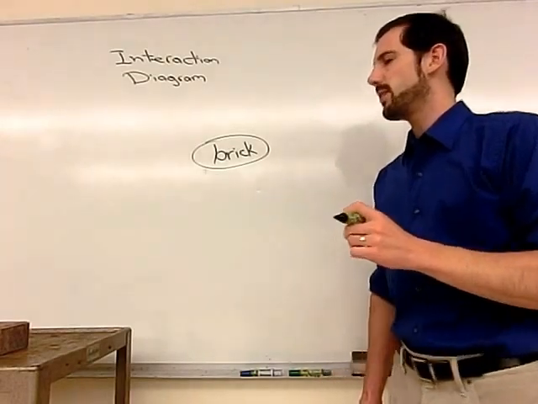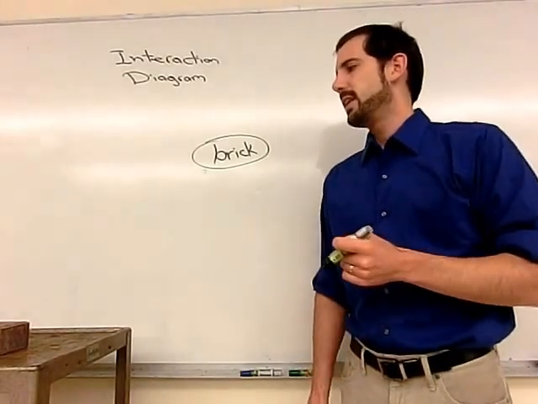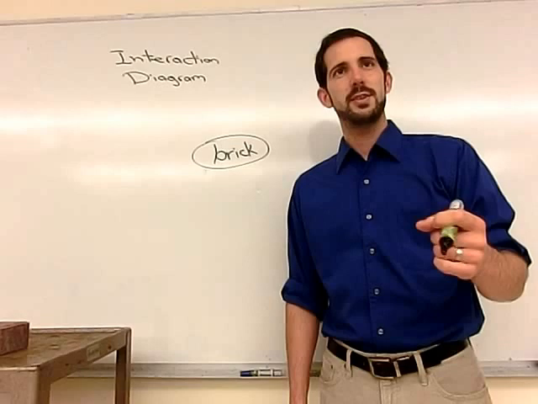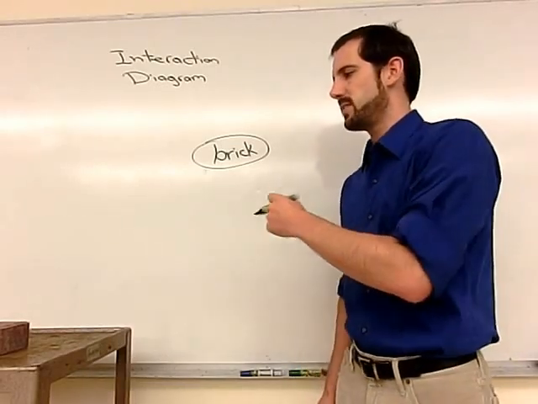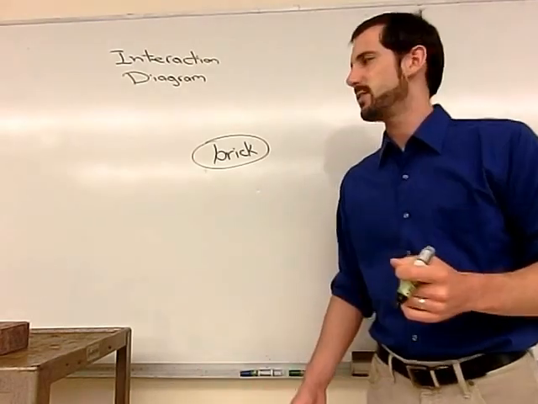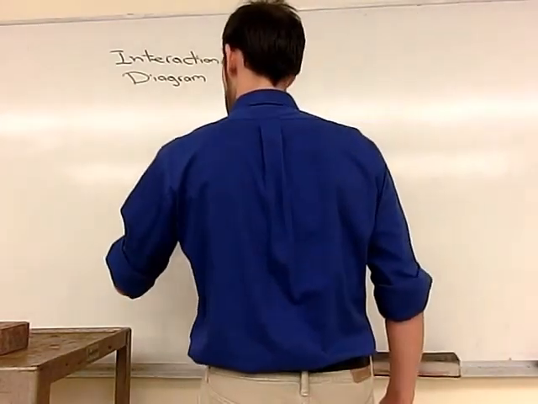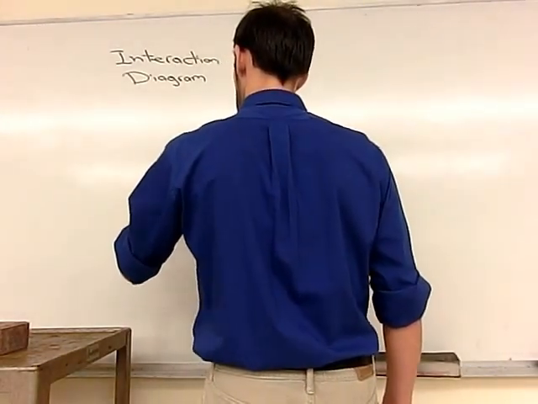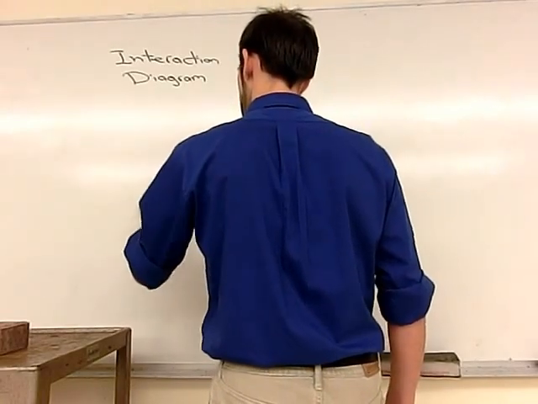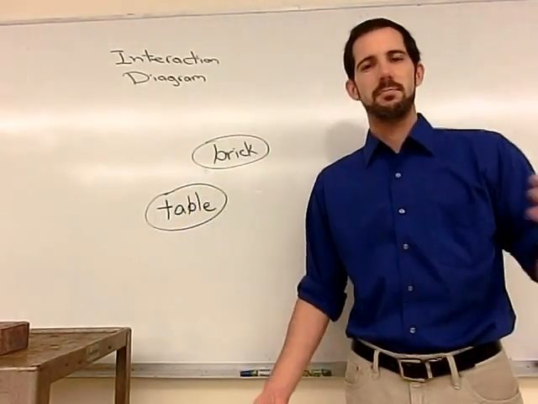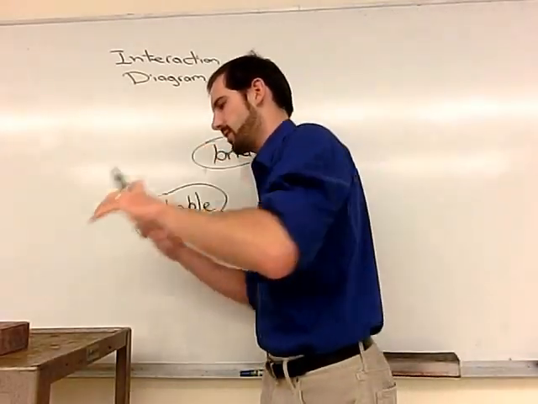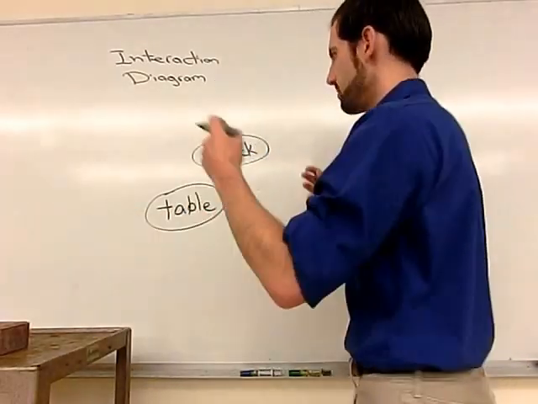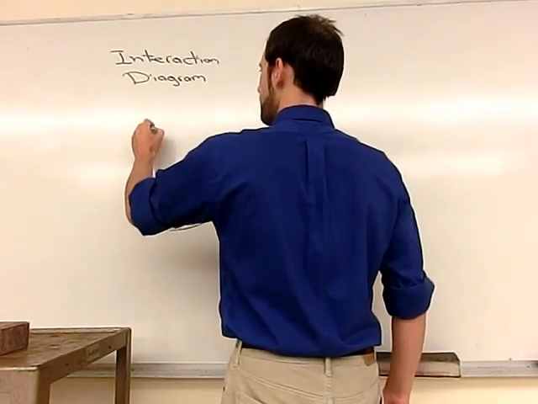Then we want to know what things it interacts with. The usual answer when this question is posed to the class is the table. That one makes sense, so we have the table. What else? Students usually say the air. Air molecules are colliding with the brick, and there's an interaction there. So great, the air.